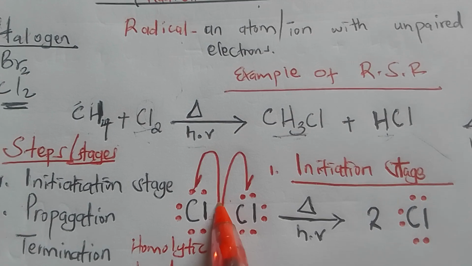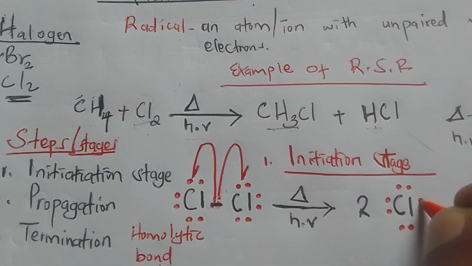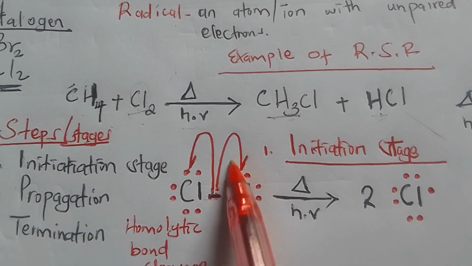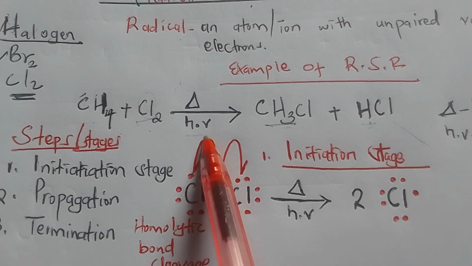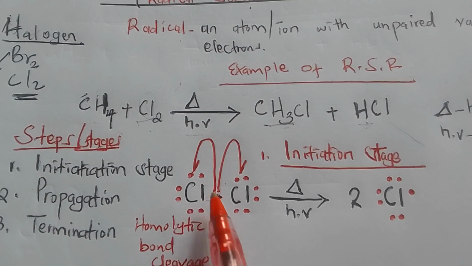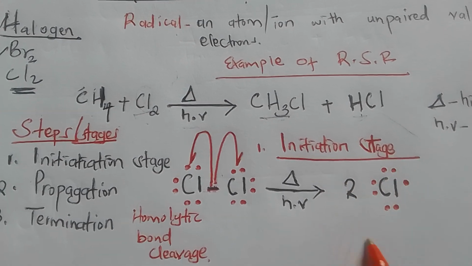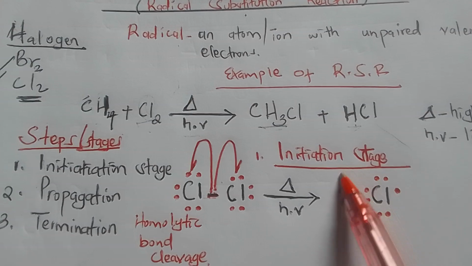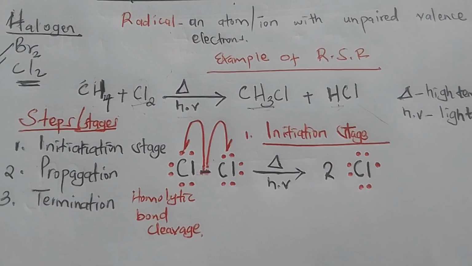Remember, this one electron is represented there. So you can see that at least we are going to form two radicals at a time, because if this bond is broken, one electron moves to the first chlorine and another electron moves to the second chlorine. So at the end of the day, we will have two chlorine radicals formed. That is what happens at the initiation stage.